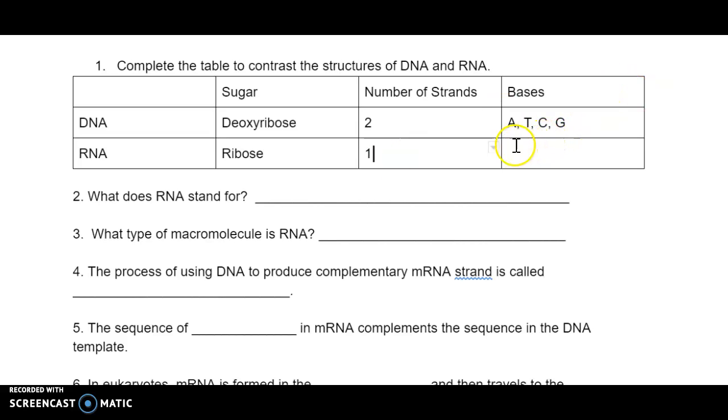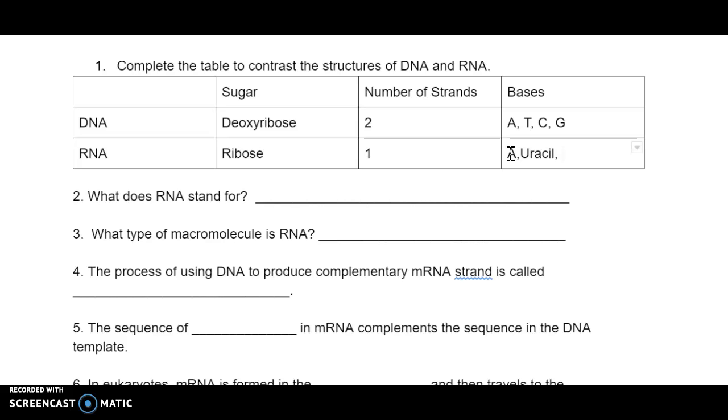The bases for RNA, we still have adenine. So we still have the A. But in RNA, thymine is replaced by uracil. So I'm going to go ahead and write that whole thing down since we haven't talked about it. Instead of T's, we have U's, uracil.